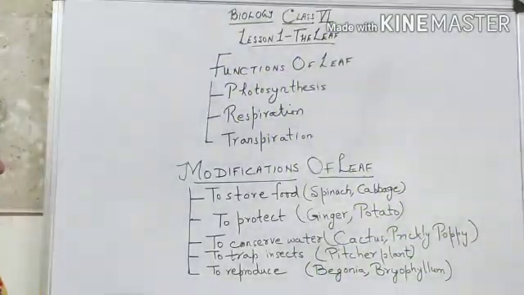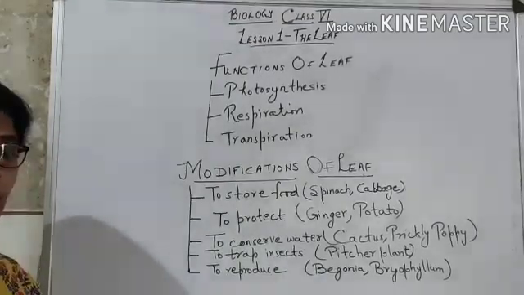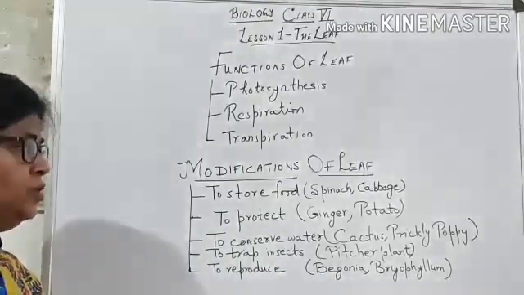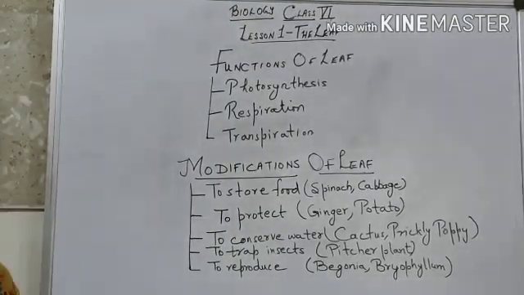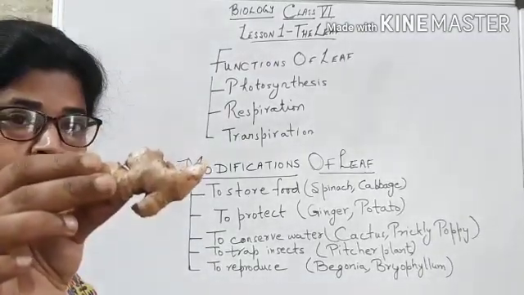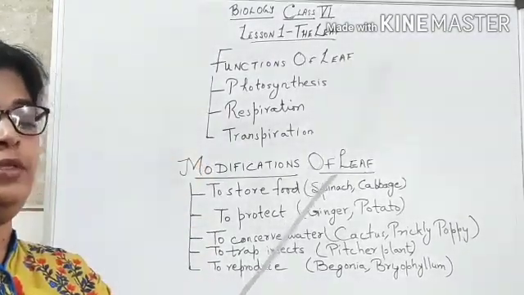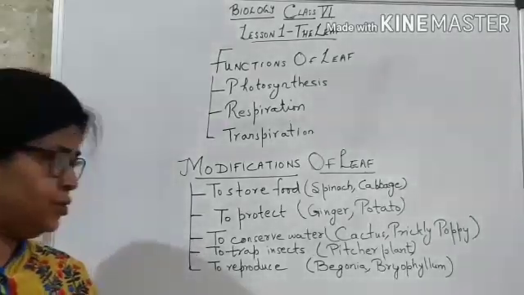Then leaves can protect the underlying soft fleshy tissue, as in ginger. You can see a ginger up here. Ginger has scale leaves which protect the underlying tissues.